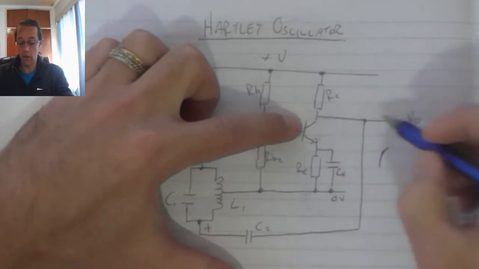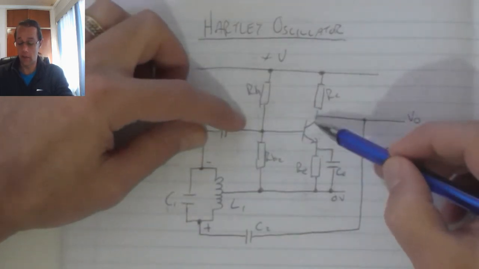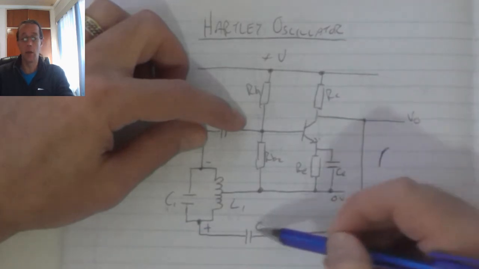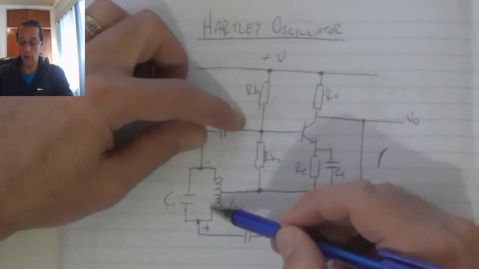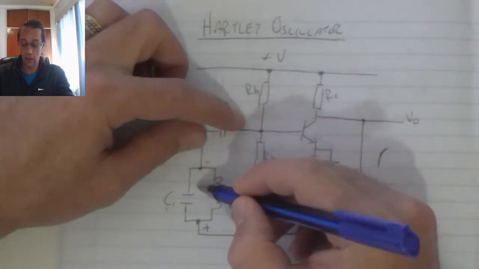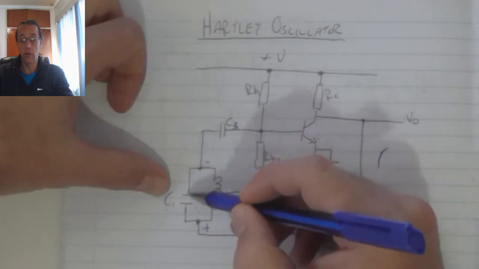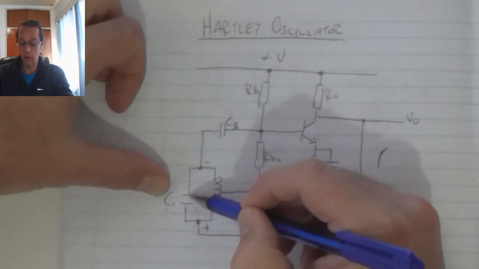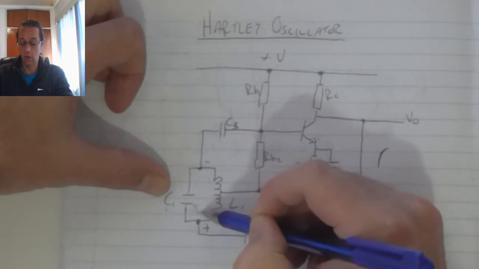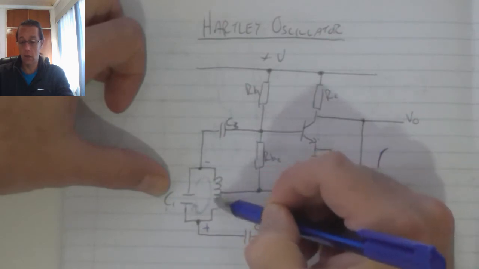Once that voltage increases to the point where the transistor reaches saturation, that means that there is no more change in voltage, which means my inductor will now start to conduct. That will allow the tank circuit to go through its charge and recharge cycle. The capacitor discharges through the inductor.